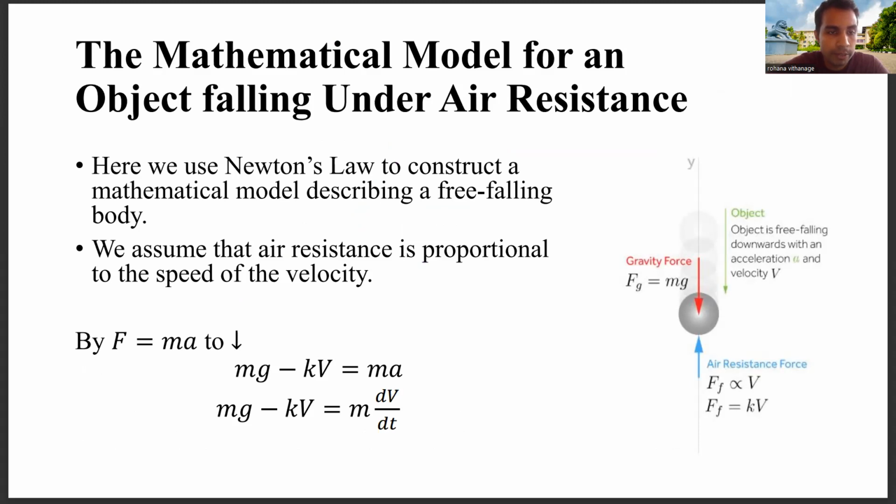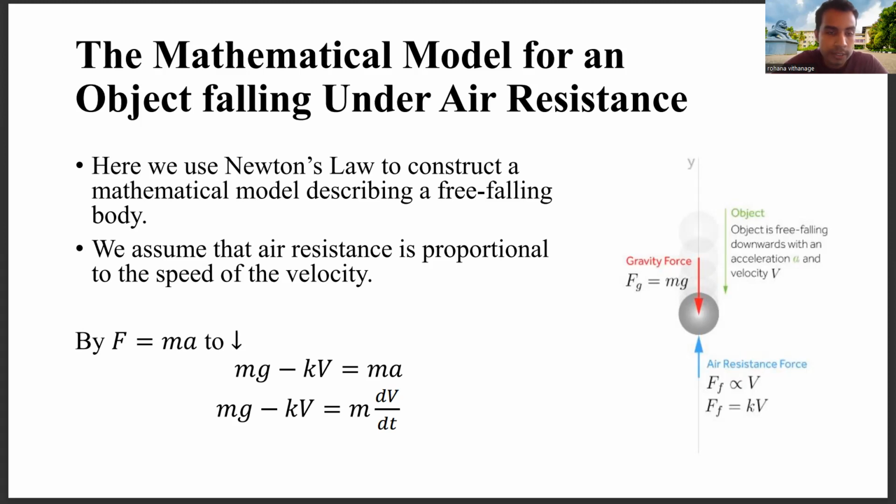So we can model it by using F of t is equal to mg minus k of v. Here mg is the force due to gravitation and k of v is the force due to the air resistance. And it is equal to m times a. As we learned previously, this a is the acceleration, which means it's the rate of change of the velocity. So now we have constructed our mathematical model.